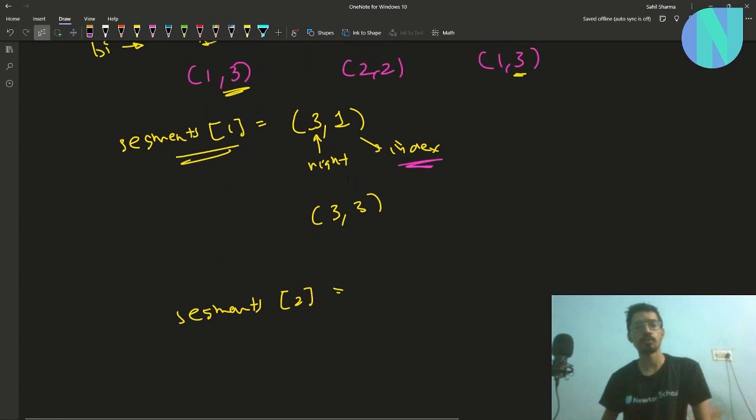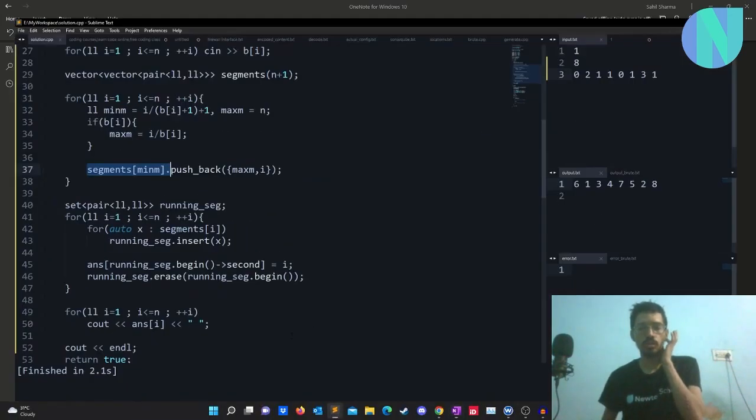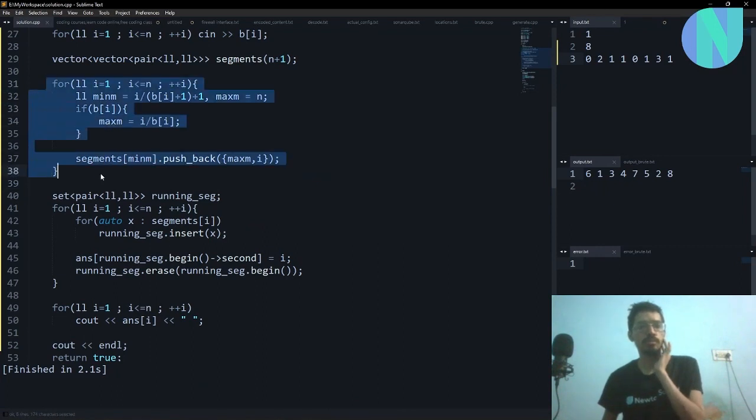Similarly segments that start with 2, it is only one, that is 2 comma 2, so I will insert 2 here, that is the right endpoint, and it is at index 2. So my segments of 1 contain these two values, 3 comma 1 and 3 comma 3, and my segments of 2 contain 2 comma 2. So here I am forming my segments.